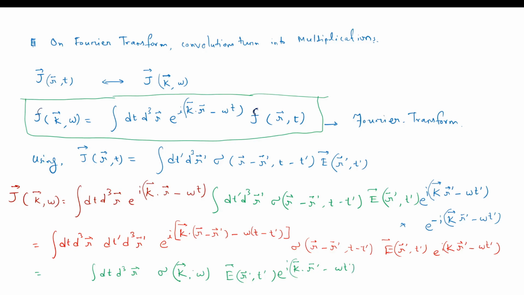So now you see this sigma(k, omega) is independent of t and r, right? So it can just go out of the integral, and what we are left with is sigma(k, omega), which went out of the integral, times the integral dt d cube r'. So I'll just rewrite here: j(k, omega) is equal to the integral dt d cube r, sorry, r.